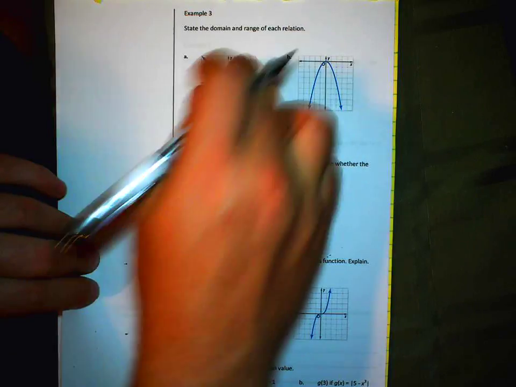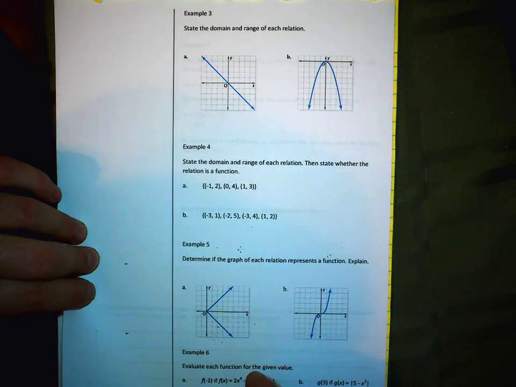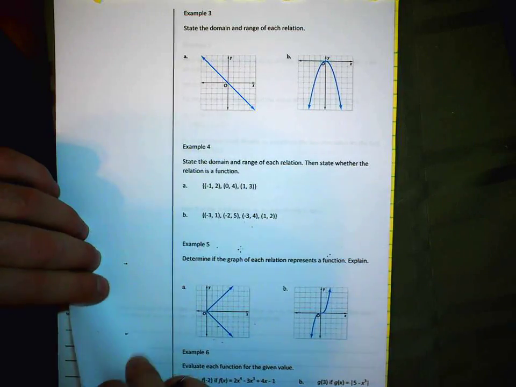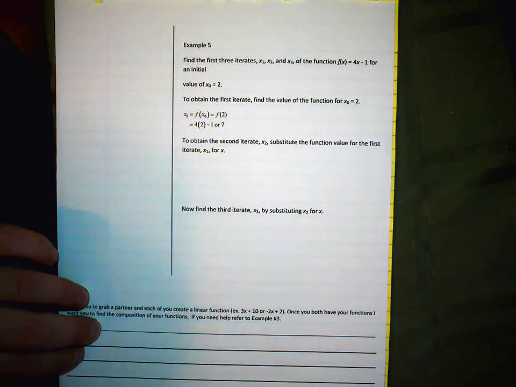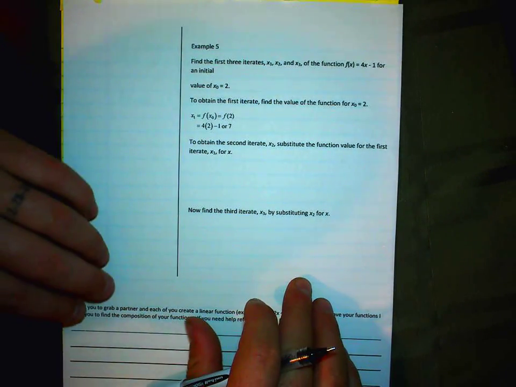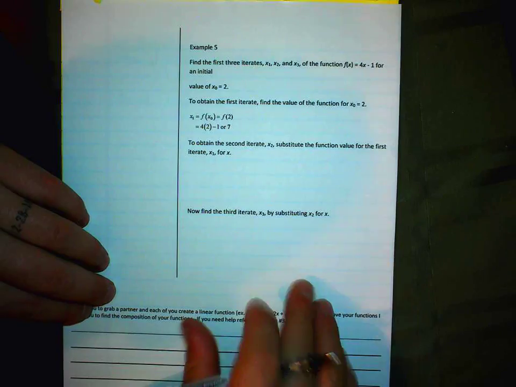It's examples 3, 4, 5, and 6 from lesson 1. So we'll cancel this out and we'll go straight to example number 5 for this video. If I need to, I'll come back and put examples 3 and 4 in. Okay, I apologize about that. We'll get that fixed. So, example number 5.